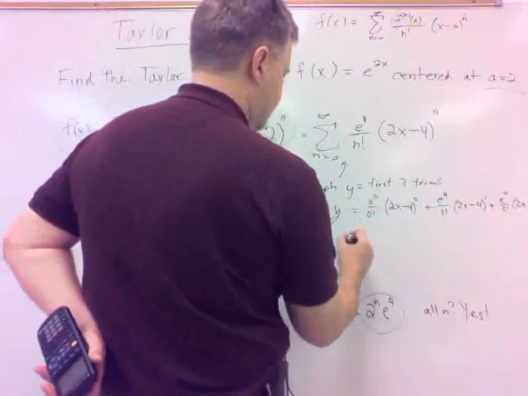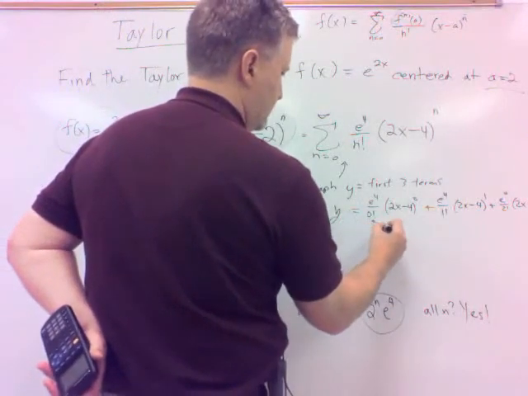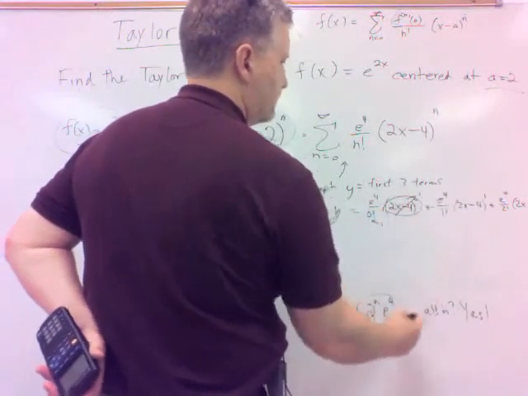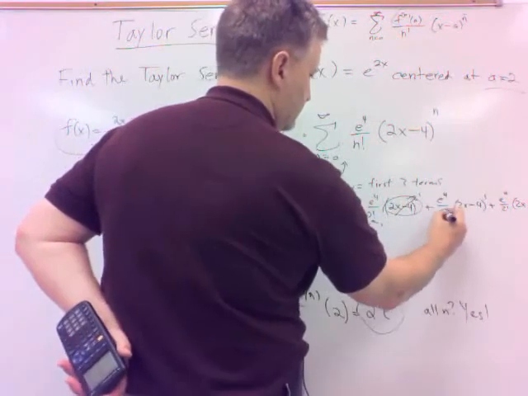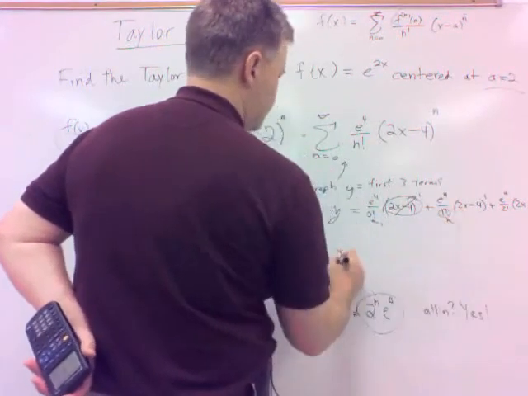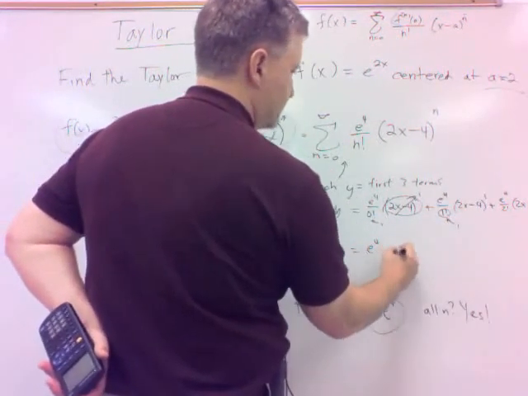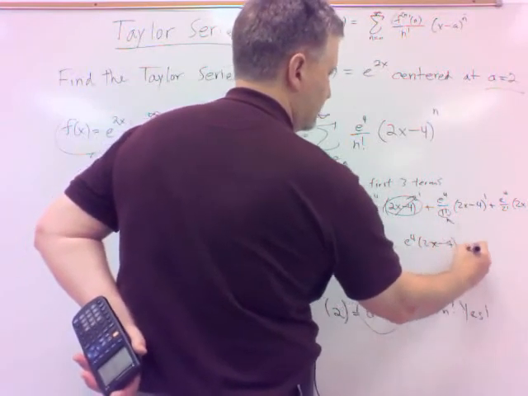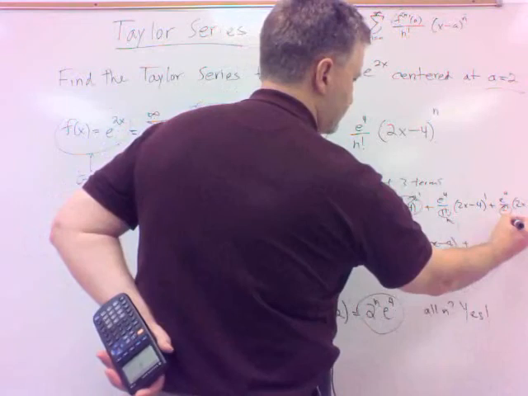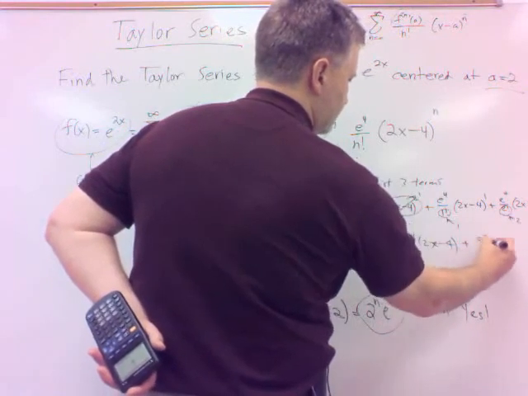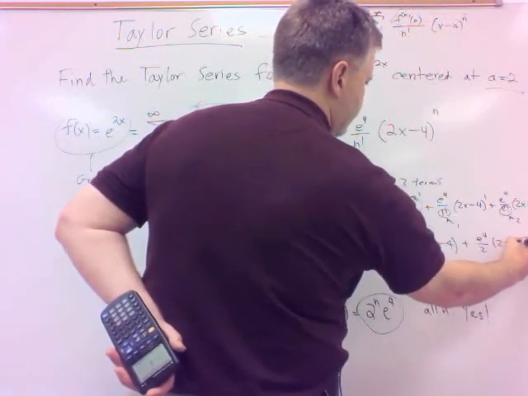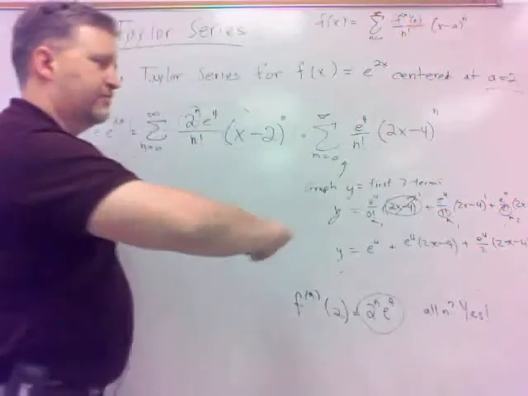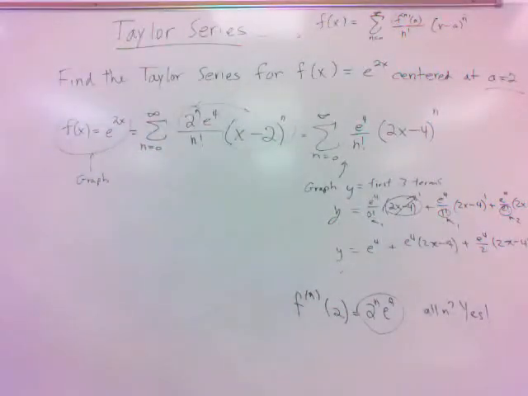Which, yeah, this one simplifies nicely, doesn't it? That's 1. And that would be 1. So it'd just be e to the fourth plus e to the fourth times 2x minus 4 plus, see, that's 2, isn't it? e to the fourth over 2, 2x minus 4 squared. So really, it's just a polynomial. Not too bad of a polynomial. All right, so let me plug that in and see what happens.